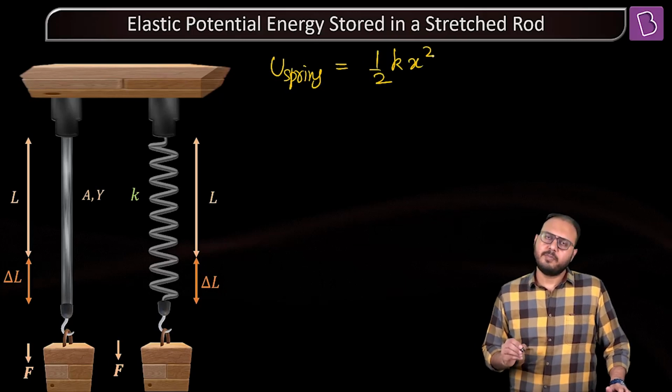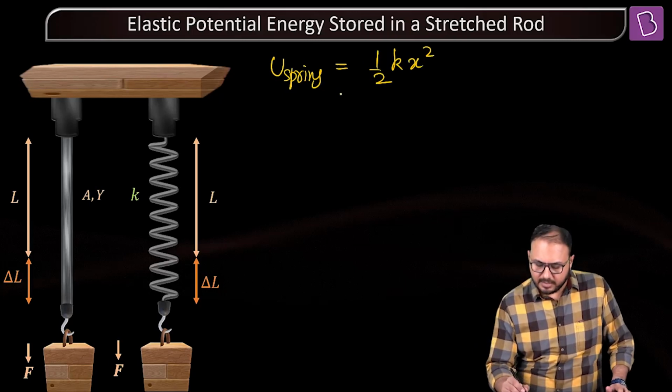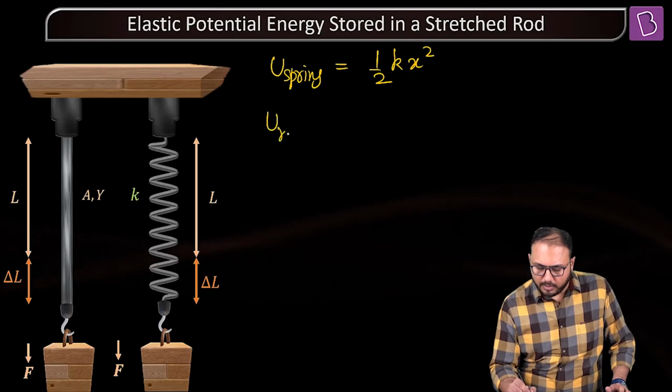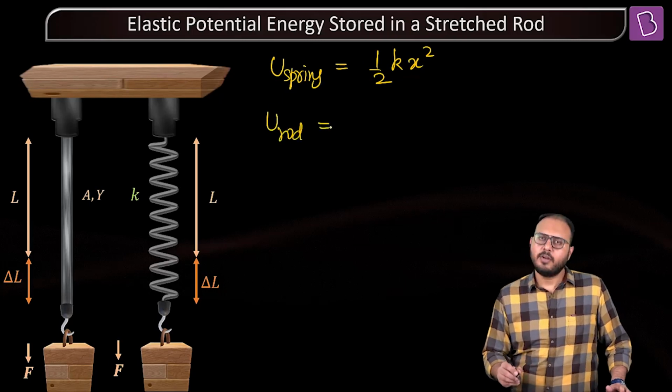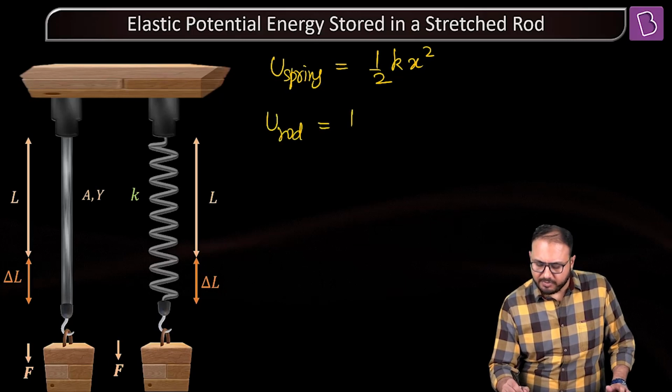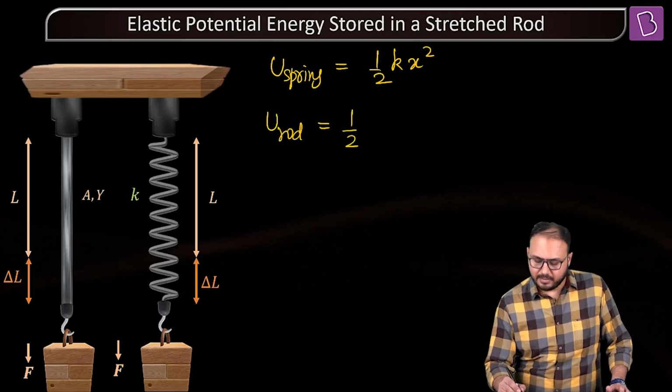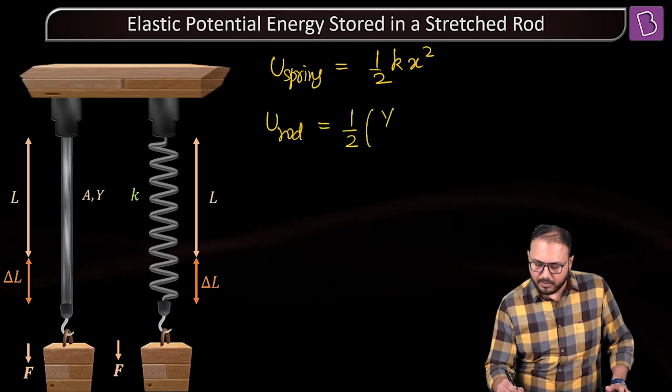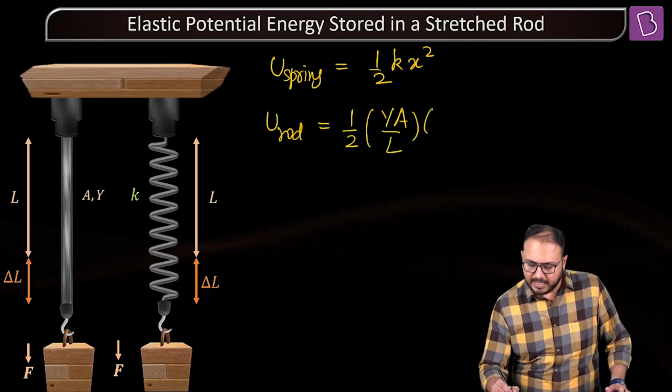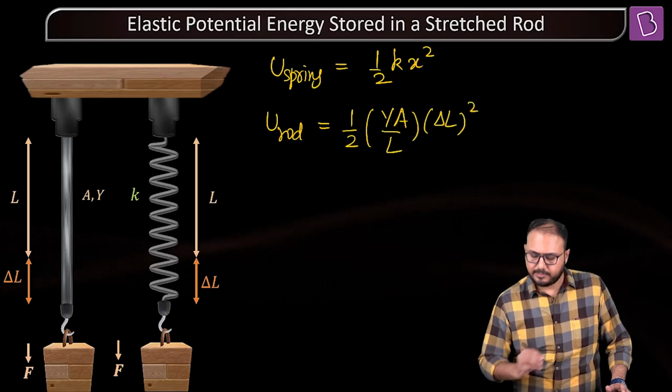U spring will be equal to half kx square. I am saying U rod will also be equal to half kx square. The only difference is who plays k? YA by L. Who plays x? Delta L.